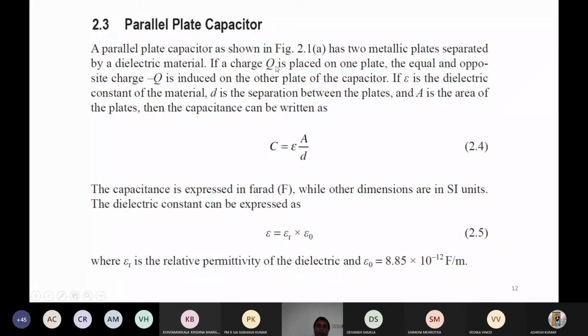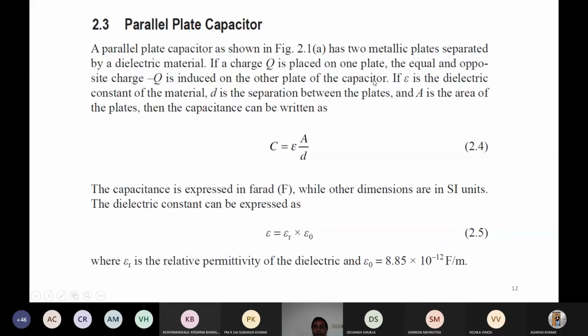The charge Q placed on the plate can be calculated with the help of this capacitance: Q equal to CV, whatever voltage is applied. On the top plate there is positive charge, and on the other side negative charge is induced. We understand what happens in a capacitor: on one plate there is positive charge, on the other side negative. If charge Q is placed on one plate, an equal and opposite negative charge is induced on the other plate of the capacitor.